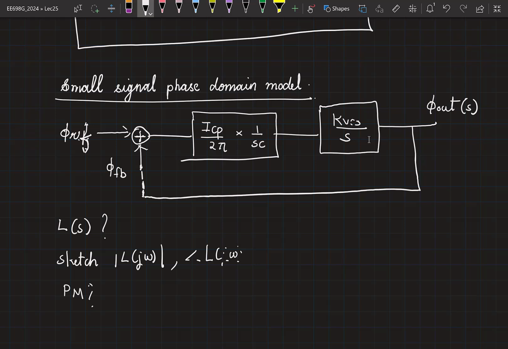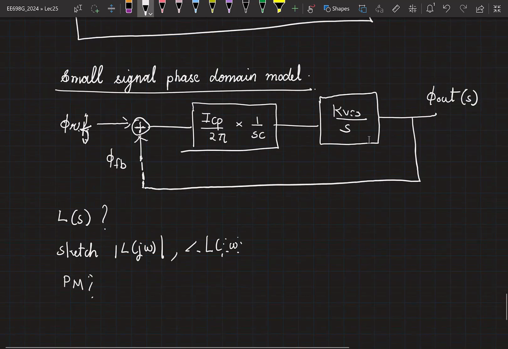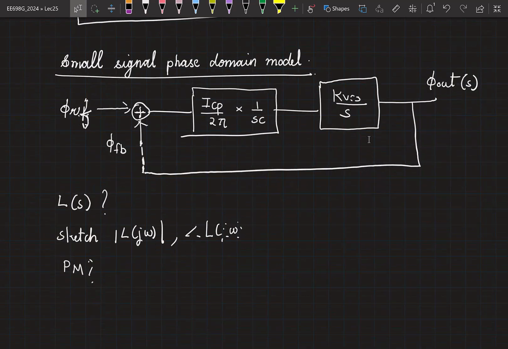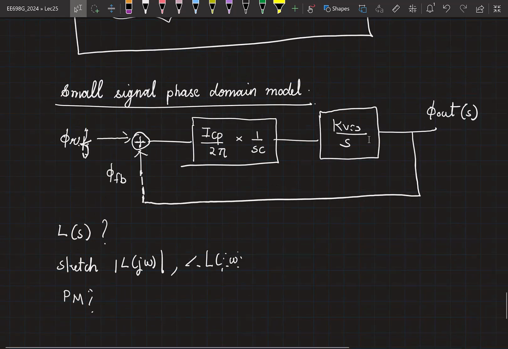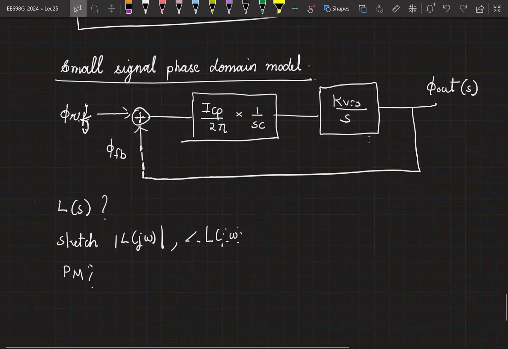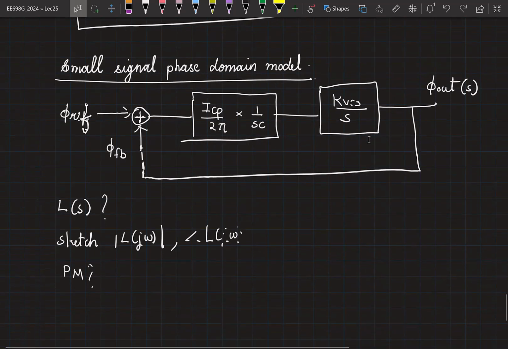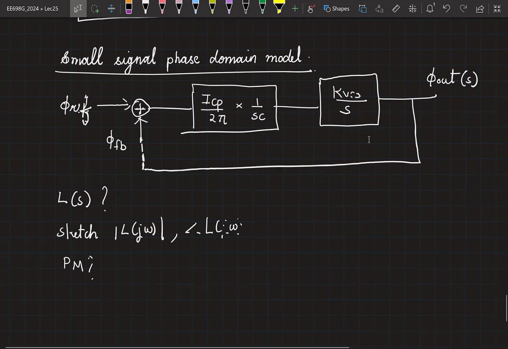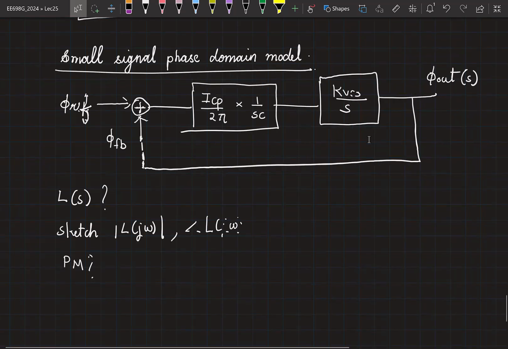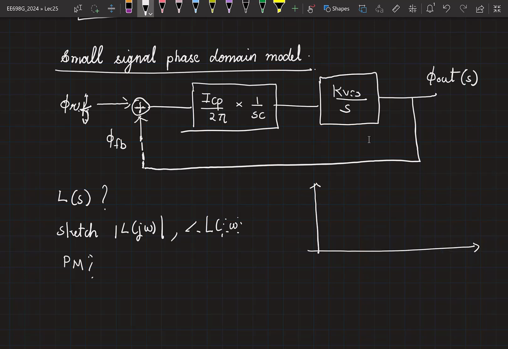Why? Because you have two poles at the origin. So is it stable? Just stable. Why is it just stable? Both of them are at the origin. So what is the phase margin? Zero. The phase margin is 0. It's on the j omega axis, right? Basically in the closed loop, the closed loop poles will be on the j omega axis.